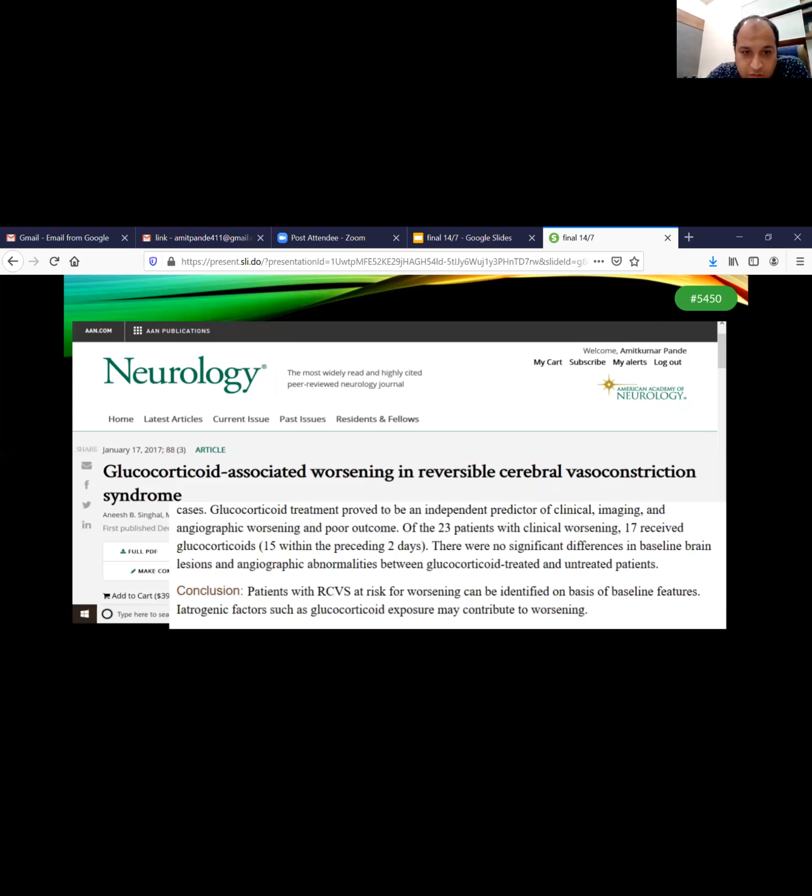Steroids. So glucocorticoid associated worsening in RCVS. Majority of studies have found that glucocorticoid treatment proved to be an independent predictor of clinical, imaging and angiographic worsening and poor outcome. There were no significant differences in the baseline brain lesions and angiographic abnormalities between glucocorticoid treated and untreated patients. So patients with RCVS at risk of worsening can be identified on the basis of baseline features, and iatrogenic factors such as glucocorticoid exposure may contribute to their worsening. So glucocorticoids are not used in the treatment of RCVS. Good job. Moving on to the next question.